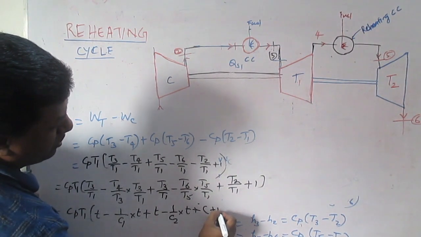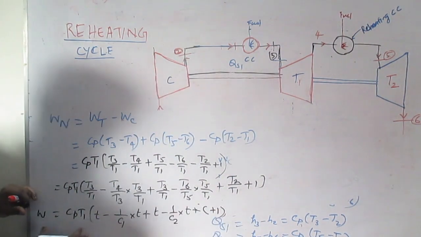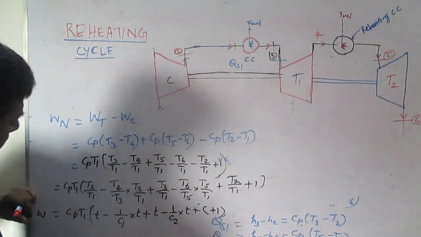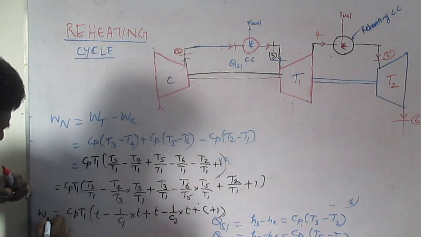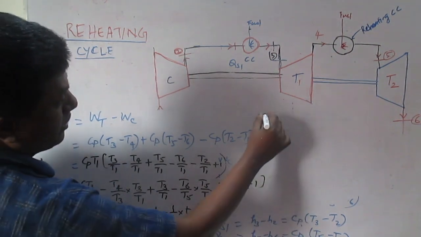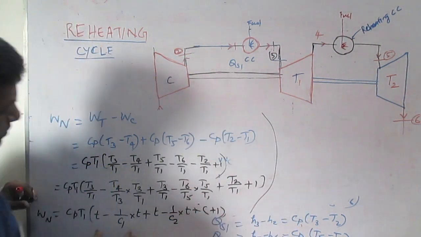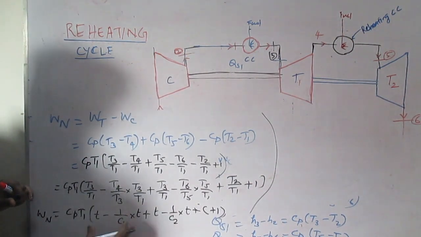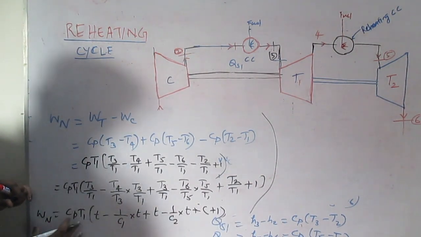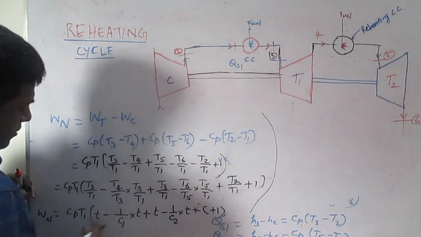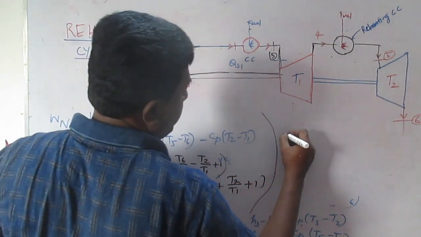So from this we need to find out the maximum work. So this one, Wn equal to this one. Then this formula, what happened for the maximum work? For finding the maximum work, we need to differentiate these terms, and before that we have to simplify this.